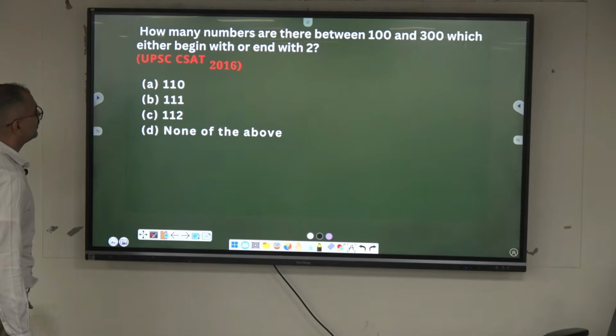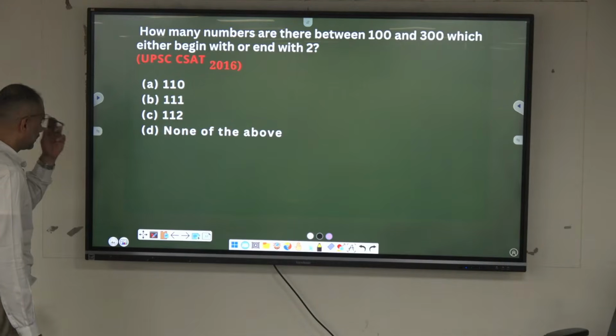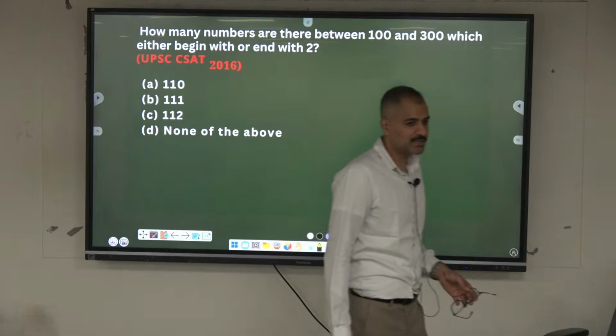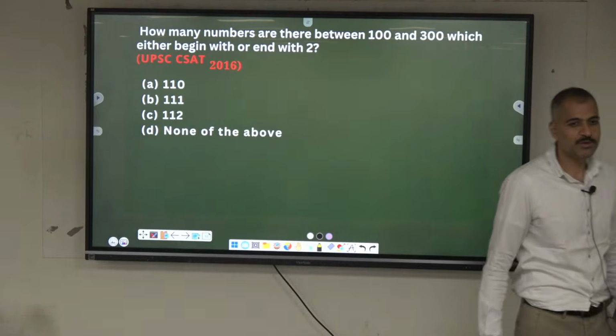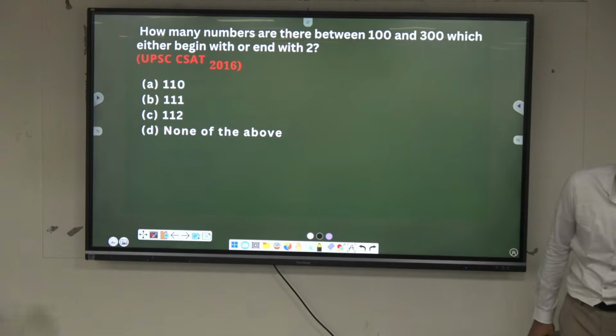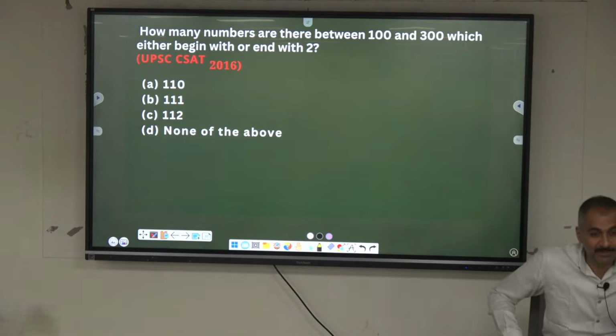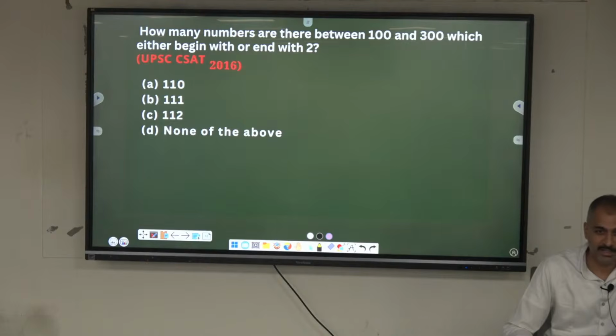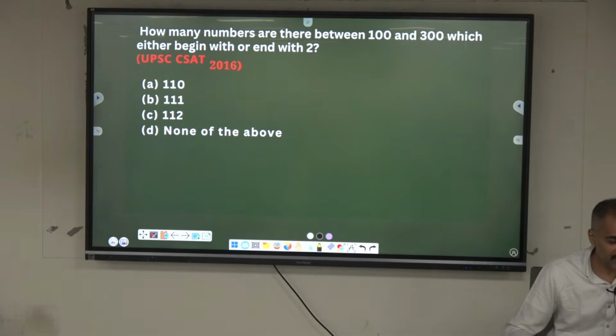How many numbers are there between 100 and 300 which either begin with or end with 2? Which either begins with or ends with. Means in the middle, can it be 2? Yes, irrespective of the middle one. Okay, it has to start and end with 2. He doesn't say no repetition. He has said it differently: either starts with or else ends with 2.